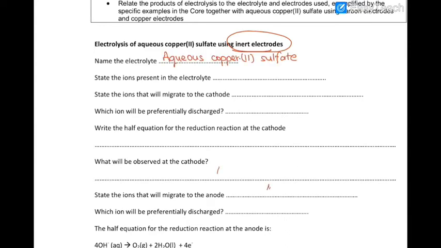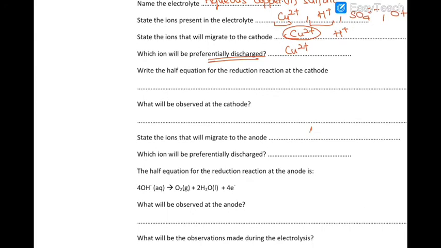So in aqueous copper(II) sulfate, you have Cu2+, H+, SO4 2-, and OH-. These are the ions present. Ions that will migrate to the cathode are the cations, and the one that will be discharged in preference will be Cu2+. Remember that copper is less reactive than hydrogen, therefore Cu2+ is preferentially discharged. So Cu2+ is discharged, and this is going to undergo reduction. So Cu2+ plus 2 electrons giving copper.